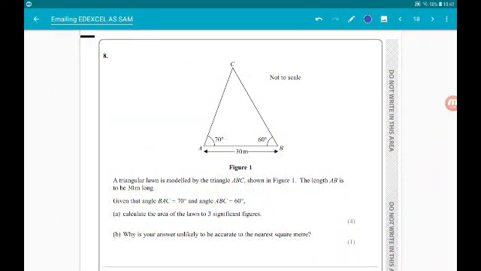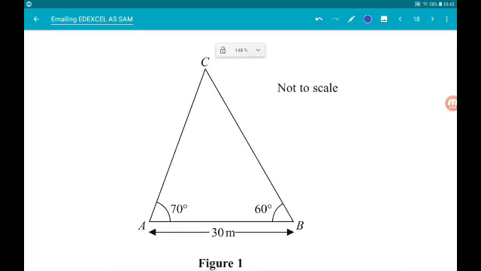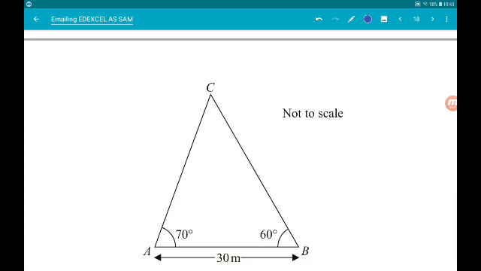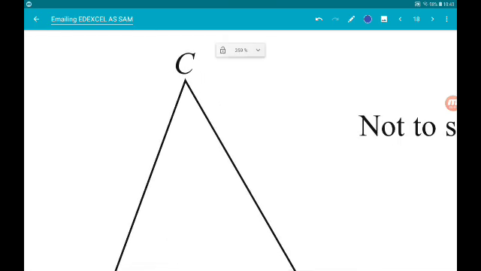Okay, number 8. A triangular lawn is modelled by the triangle ABC as shown in figure 1. The length AB is 30 meters long. Given that angle BAC is 70 degrees and angle ABC is 60 degrees, part A, calculate the area of the lawn to 3 sig figs. Okay, so looking at the triangle, the first thing I would do is fill in the missing angle. So 60 add 70 is 130. So this top angle is 50 degrees.